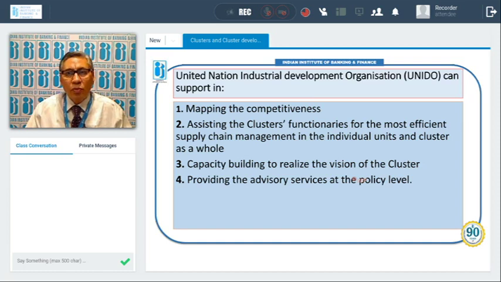So, what competition do they have to meet internationally? UNIDO, their policies, their guidelines will be helpful to the MSME units functioning in a cluster in providing advisory services at the policy level.